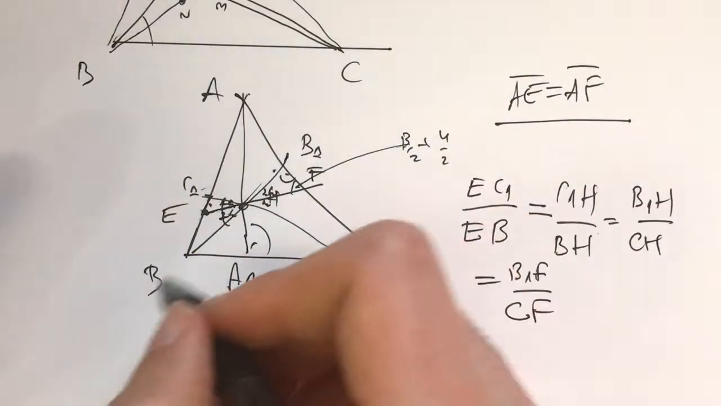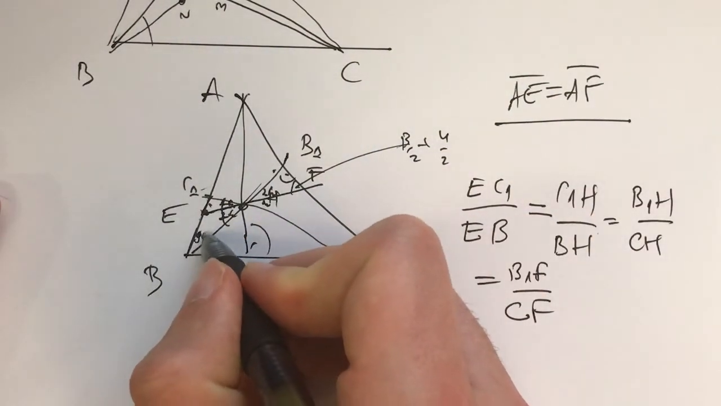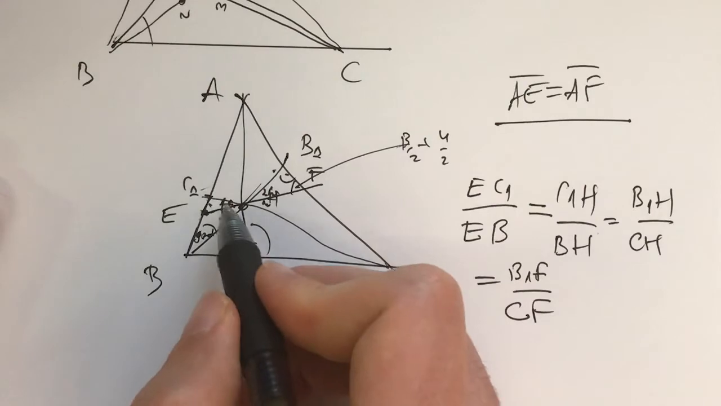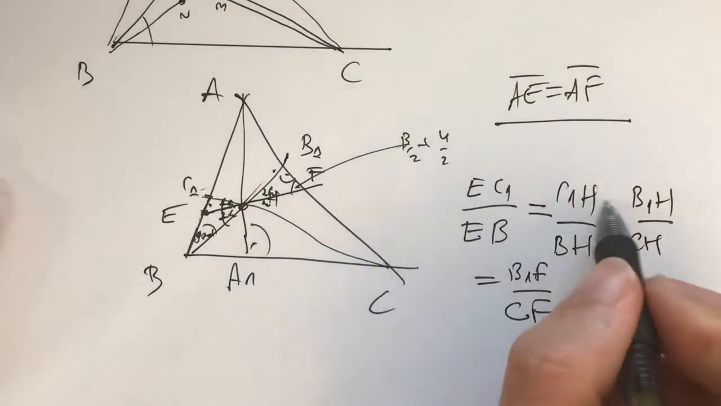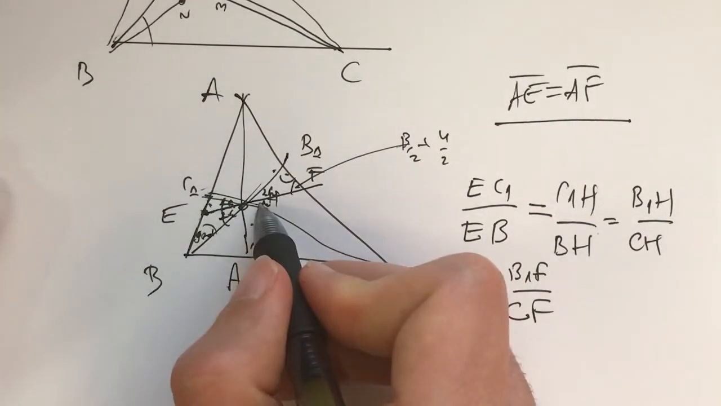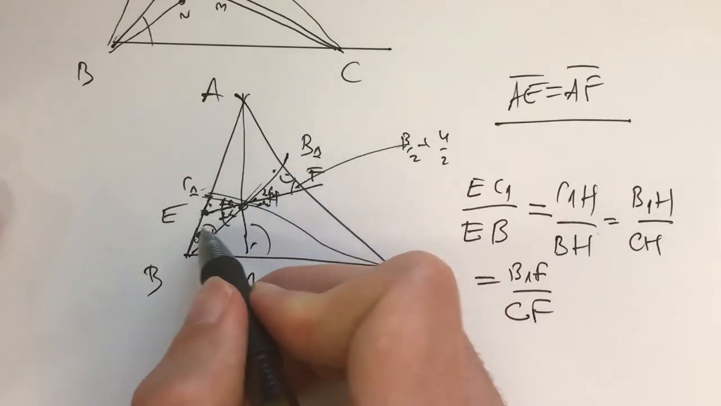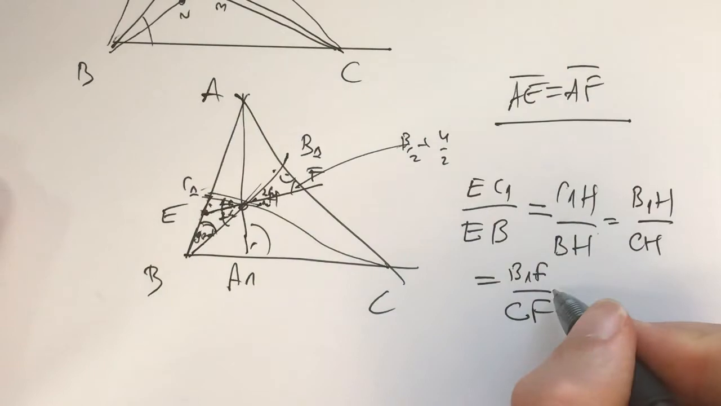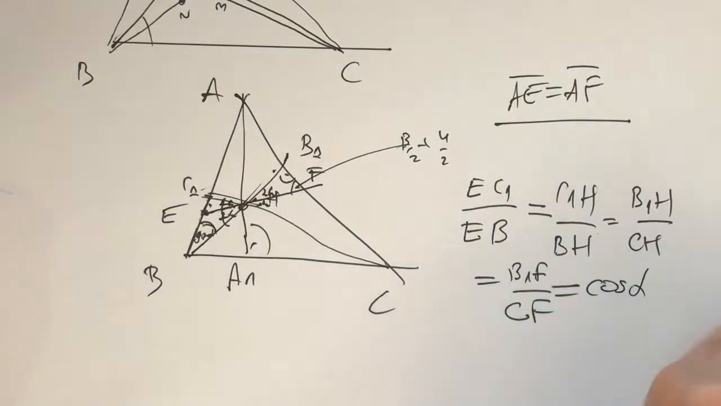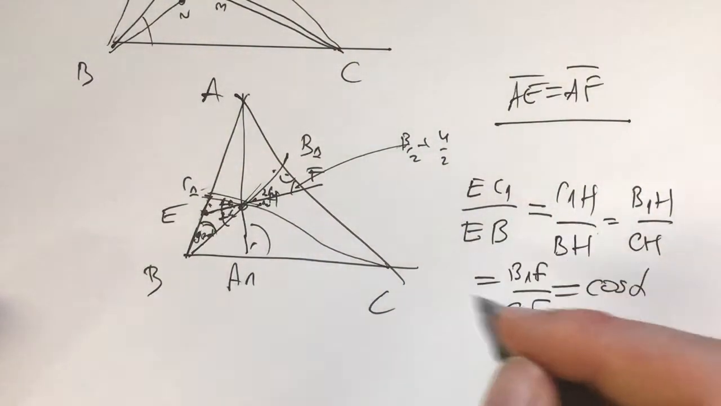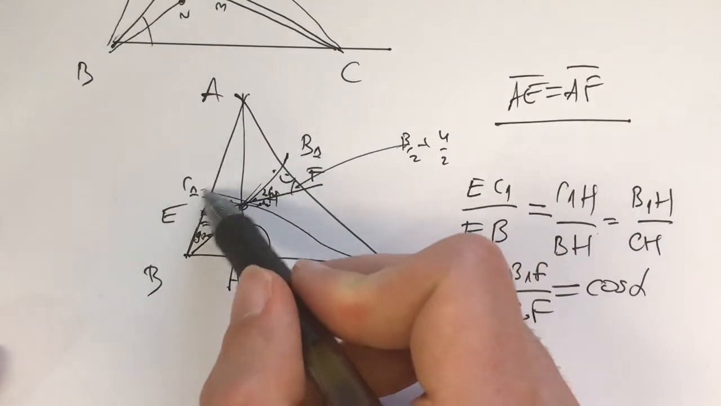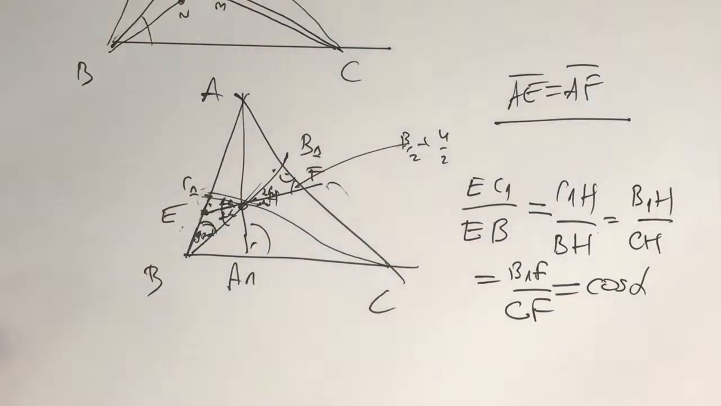Furthermore, we can also get this immediately, because this is 90 minus alpha. We know that C1H over BH is really the sine of 90 minus alpha, i.e. all of this is equal to the cosine of alpha. So that's not too bad. We can immediately calculate all of these things if we need them in the future.